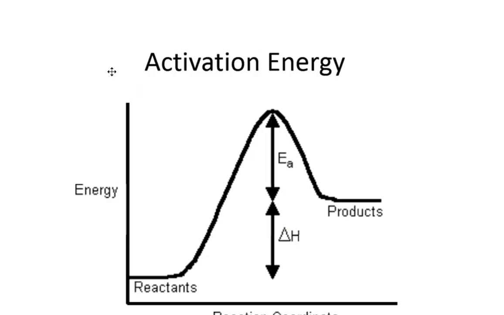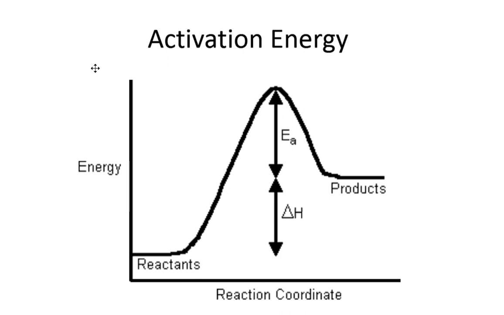The energy, in order to get a reaction started, is called the activation energy. So the activation energy is the energy required to begin a chemical reaction. So let's look at this particular graph in terms of activation energy. Activation energy is usually shown with this little E with an A underneath it.